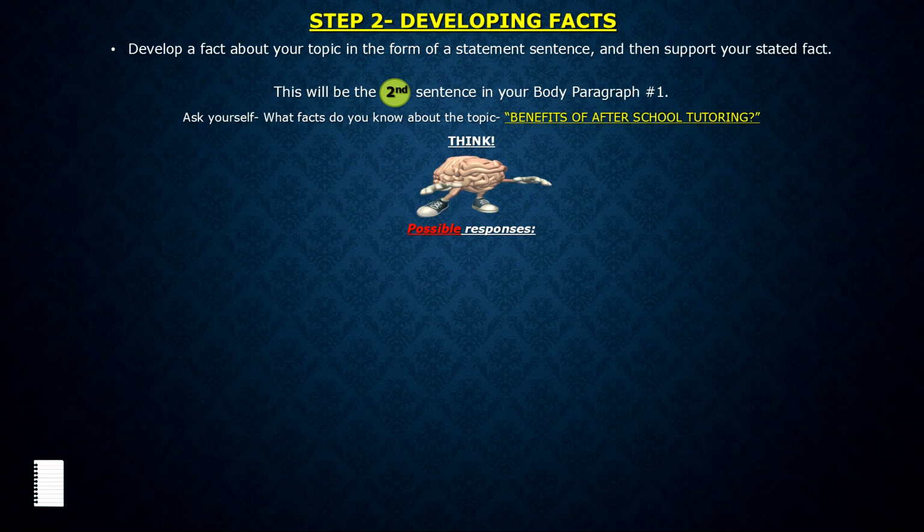Step 2, Developing Facts. Develop a fact about your topic in the form of a statement sentence, and then support your stated fact. This will be the second sentence in your body paragraph number 1. Ask yourself, what facts do you know about the topic, benefits of after-school tutoring? Think.